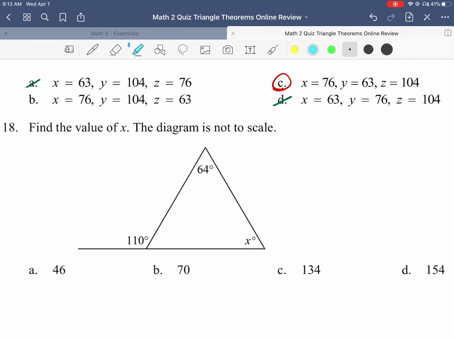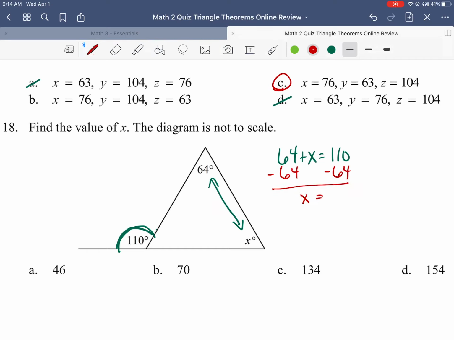Okay. Find the value of x. So this was exterior angles. So exterior angles says that the two angles that are not touching in the triangle will equal my exterior angle. So 64 plus x equals 110. Subtract 64 from both sides. X equals 46. Okay. If you don't remember that, these two are a straight line. So this one's 70. And then you can use that information to find the degrees in a triangle, which is 180.